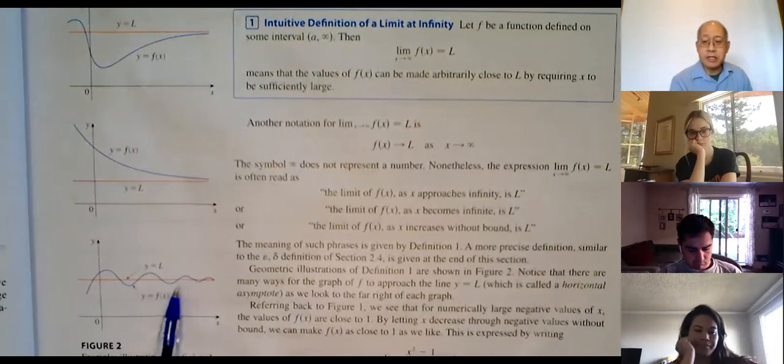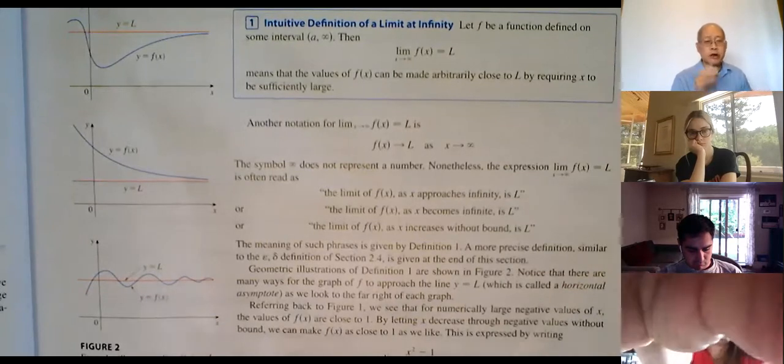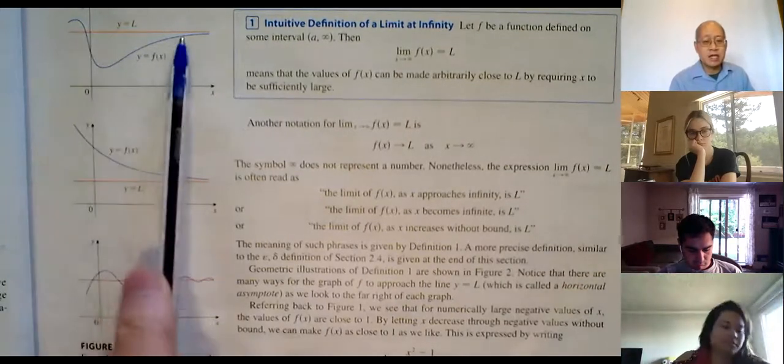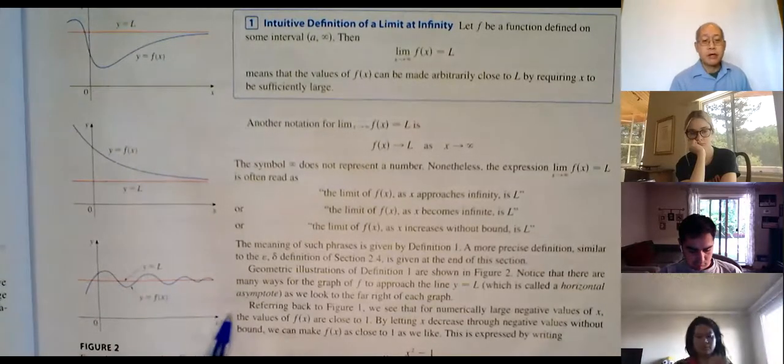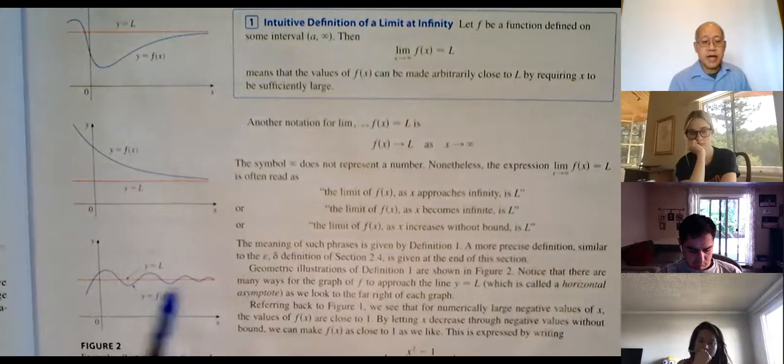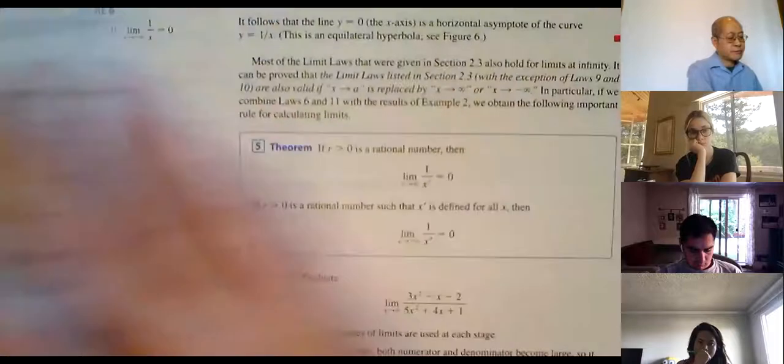A lot of times it doesn't, so sometimes students will make the conclusion, oh yeah, it looks like a lot of times it doesn't touch the asymptote, so that must be the definition. No. Okay. You are allowed to touch the asymptote, but a lot of times it doesn't.